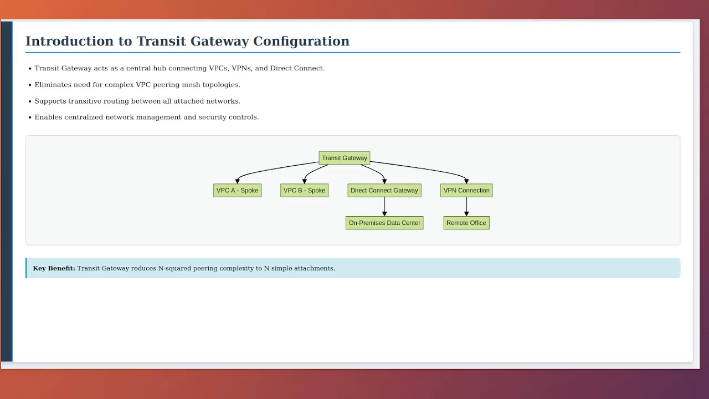In this presentation, we are going to take a deep dive into AWS Transit Gateway configuration using AWS command line interface commands. Transit Gateway is one of the most powerful networking services in AWS, acting as a central hub that connects multiple VPCs, VPN connections, and direct connect gateways together. Understanding how to configure it through the command line gives you precise control over your network architecture and enables automation through scripts and infrastructure as code.